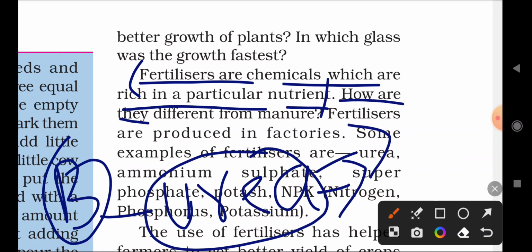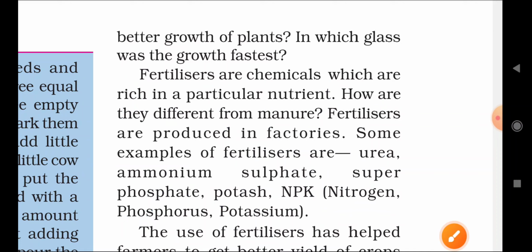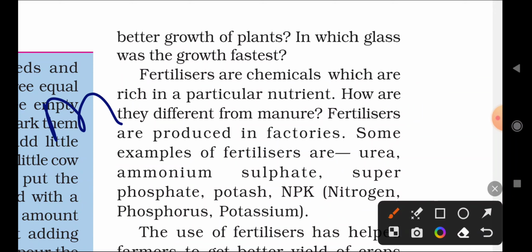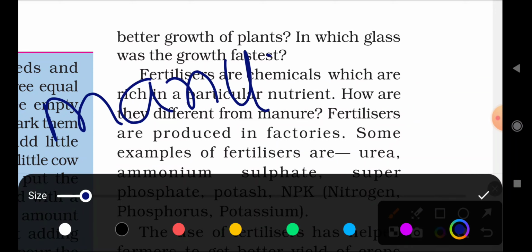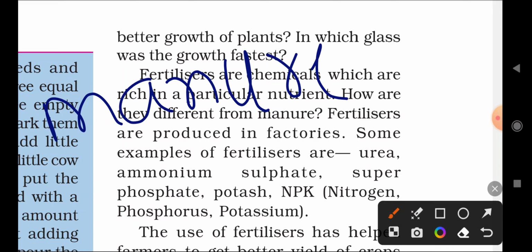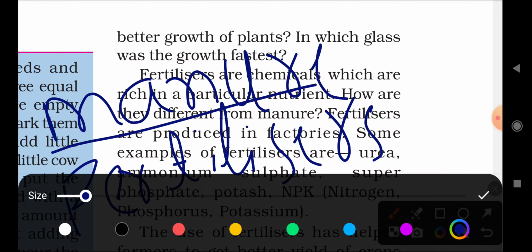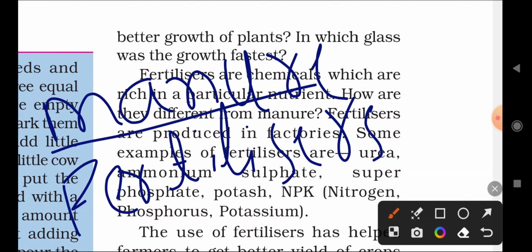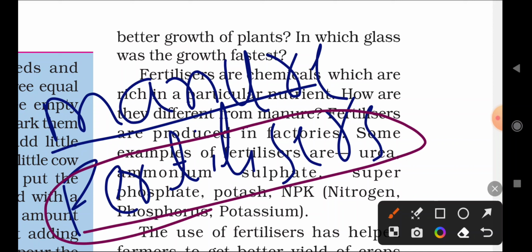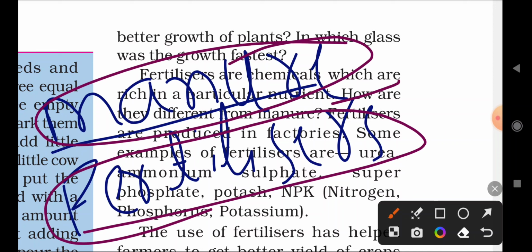How are they different from manures? It is also helping in the growth of the plant. There are two types of substances we add to the crop field that we already discussed. One is manure and another one is fertilizer. Both are helping the crop grow better, correct.